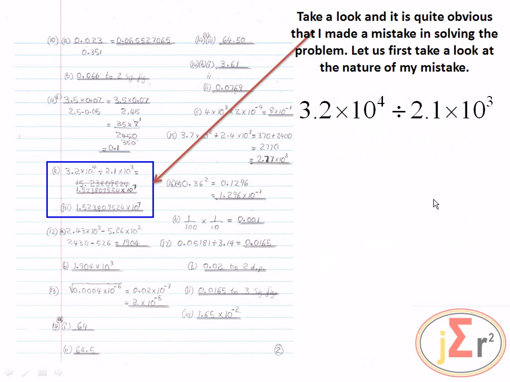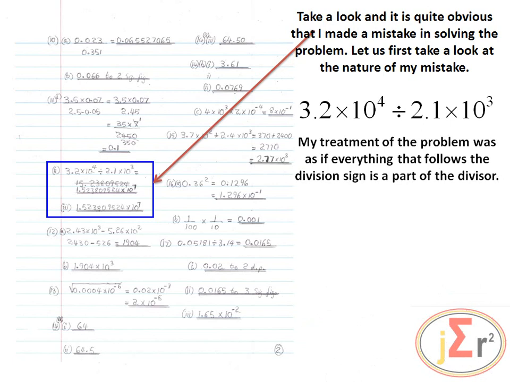Take a look, and it is quite obvious that I made a mistake in solving this problem. Let us first take a look at the nature of my mistake before attempting to solve the problem correctly. My treatment of the problem was as if everything that follows the division sign is a part of the divisor. That is the first thing to mention, that my treatment was as if everything that follows this division sign is what we are dividing by. So I'm saying that we are dividing by all of this, which is not the case.